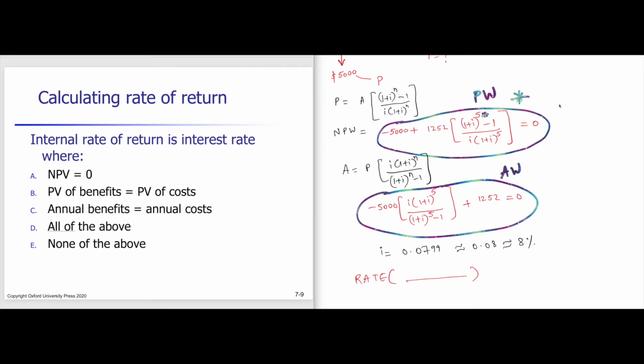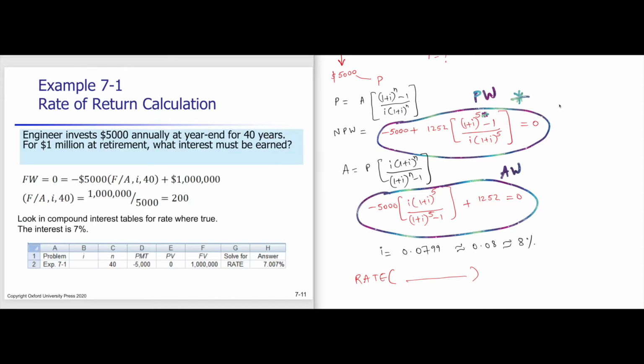So calculating rate of return, what does it do? Net present worth is equal to 0, exactly. Option A is correct. Present value of benefits equals present value of costs, that's also true. Annual benefits equal to annual cost, that's also true. So it's all of the above. We have to choose the option, all of the above.